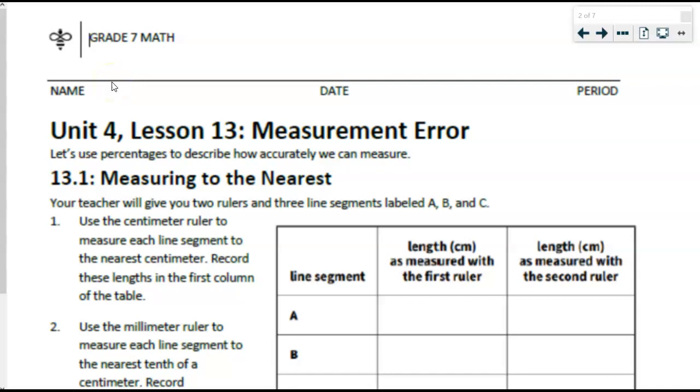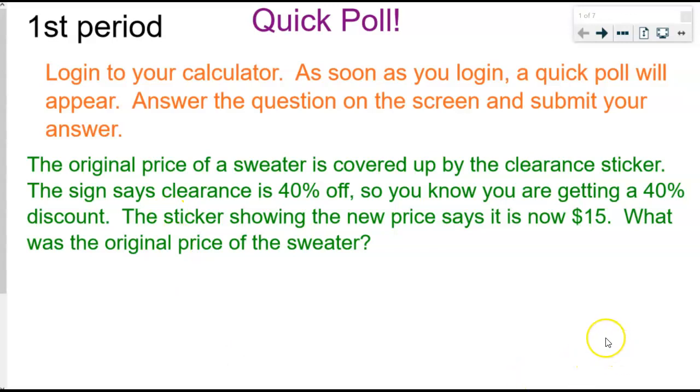Hello, Math 7 students. This is Open Up Resources, Math 7, Unit 4, Lesson 13, or 7.4.13, talking about measurement error. To get started, I want to review the things that we had in our last lesson. So we start with this quick pull.